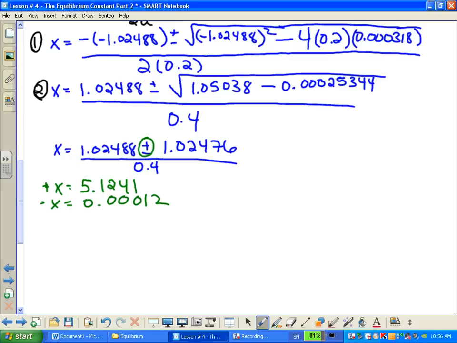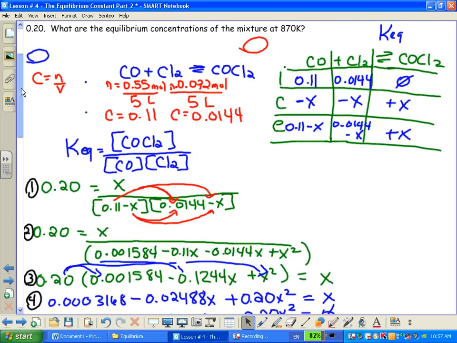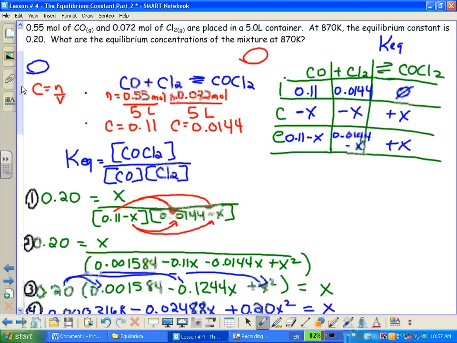So at this point, you need to decide which of the x values makes more sense out of the two. If you ever get a value of a negative x, then you know for sure that that is not the x you should be using for the equation. But in this case where you have two x's that are greater than 0, you're going to look back to your original ICE table. So if I take 5.1241 and I plug that into my ICE table over here, 0.11 minus 5.1241, I'm going to end up with a negative value.